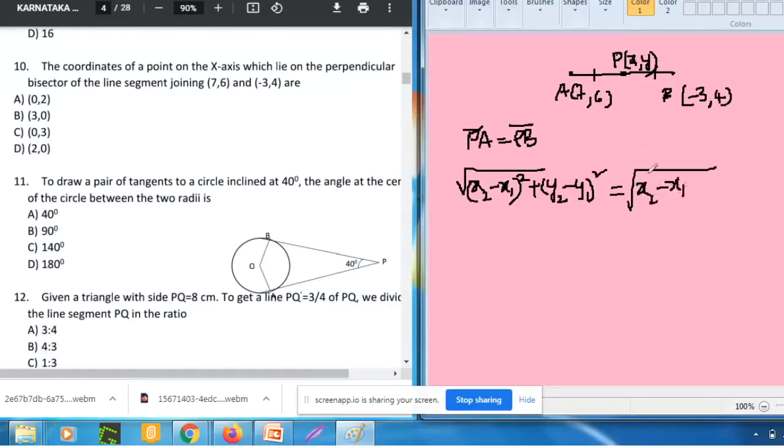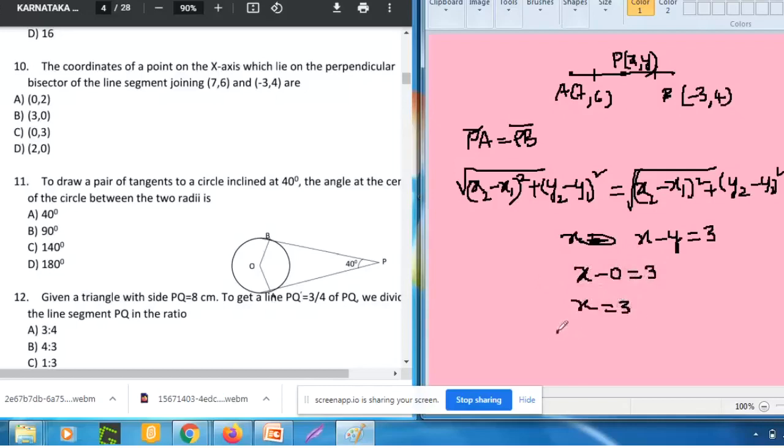After applying the formula, we will get a linear equation as x minus y is equal to 3. In the question it's clearly mentioned it is a point on x-axis. So we all know that on x-axis y coordinate will be 0. So x minus 0 is equal to 3, x is equal to 3. So the required point here is (3, 0). B is the correct option.